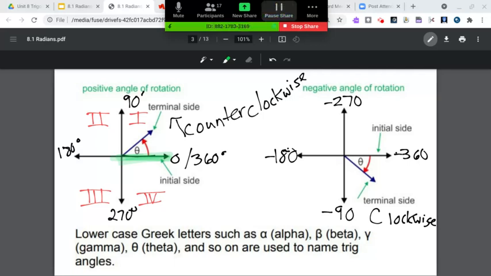Now, most often, you'll see theta. That's like most often used. Sometimes when you get into the higher level mathematics, they use alpha and beta. I really never see gamma.